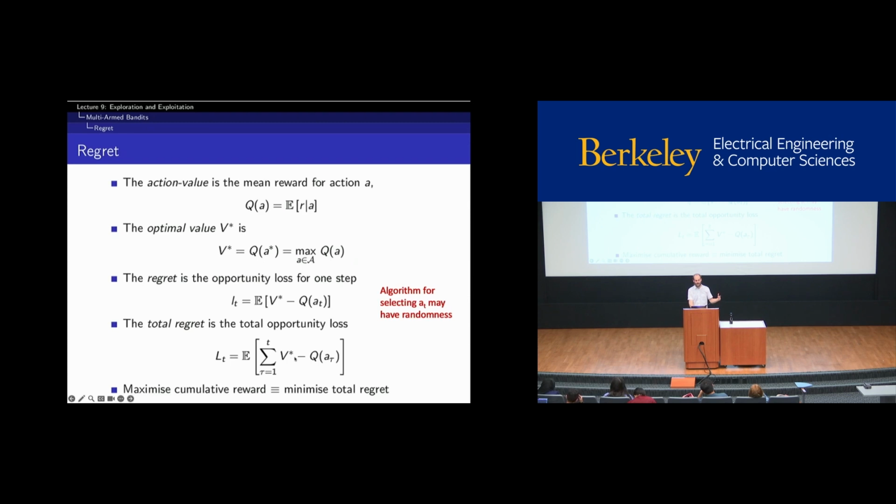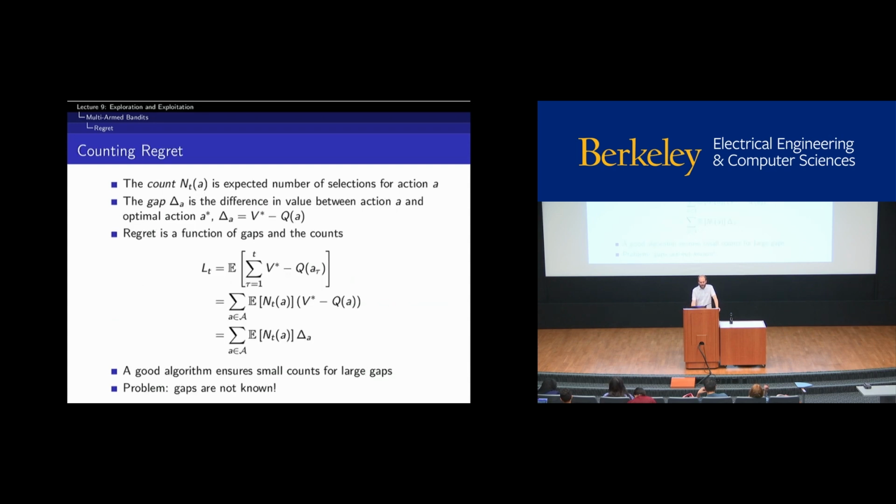And then the total regret is just summing over the whole lifetime. Maximizing cumulative reward is equivalent to minimizing total regret, because you're trying to get as close to optimal as possible. Another way of looking at regret is that each action has a suboptimality or a gap. So delta A is how suboptimal each action is. It was 0.2, 0.1, and 0. 0 suboptimality means optimal. And then the count is just how many times you took that action.